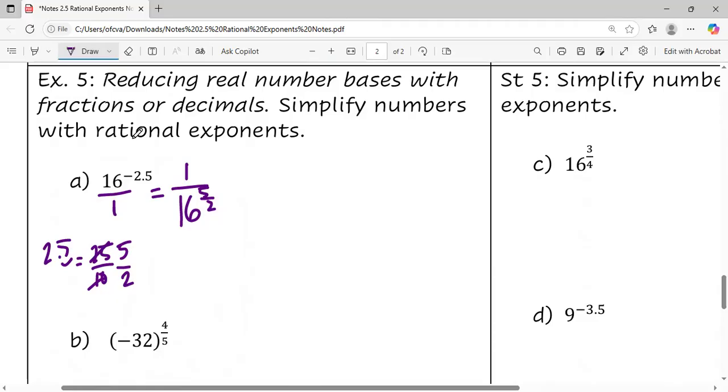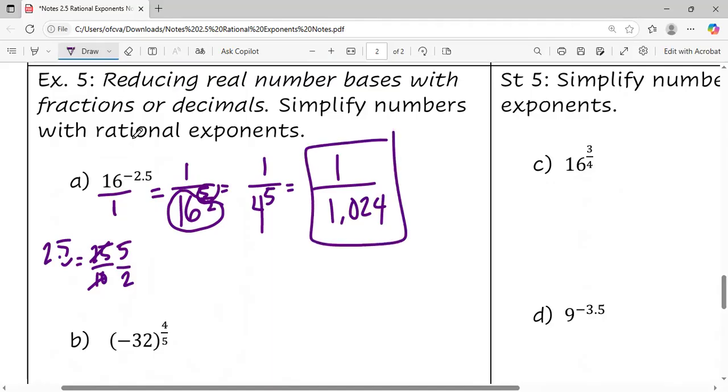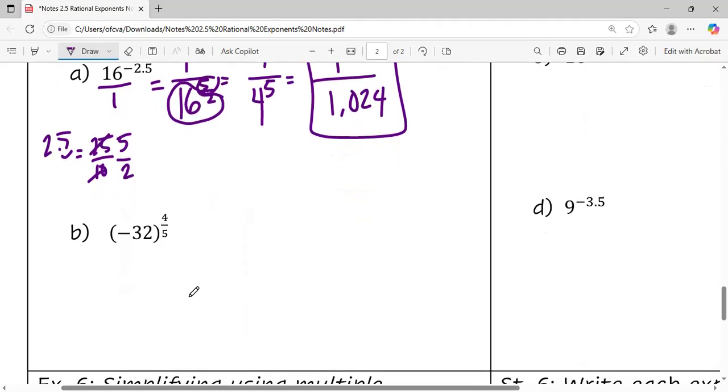That's going to make your base of 16 smaller. So square root of 16, that's just 4. So it becomes 1 over 4 to the 5th power. And now I have to expand that 5th power. So that becomes 1 over 1,024. And we don't have to worry about variables on these. Some of them will have variables, some of them will not.